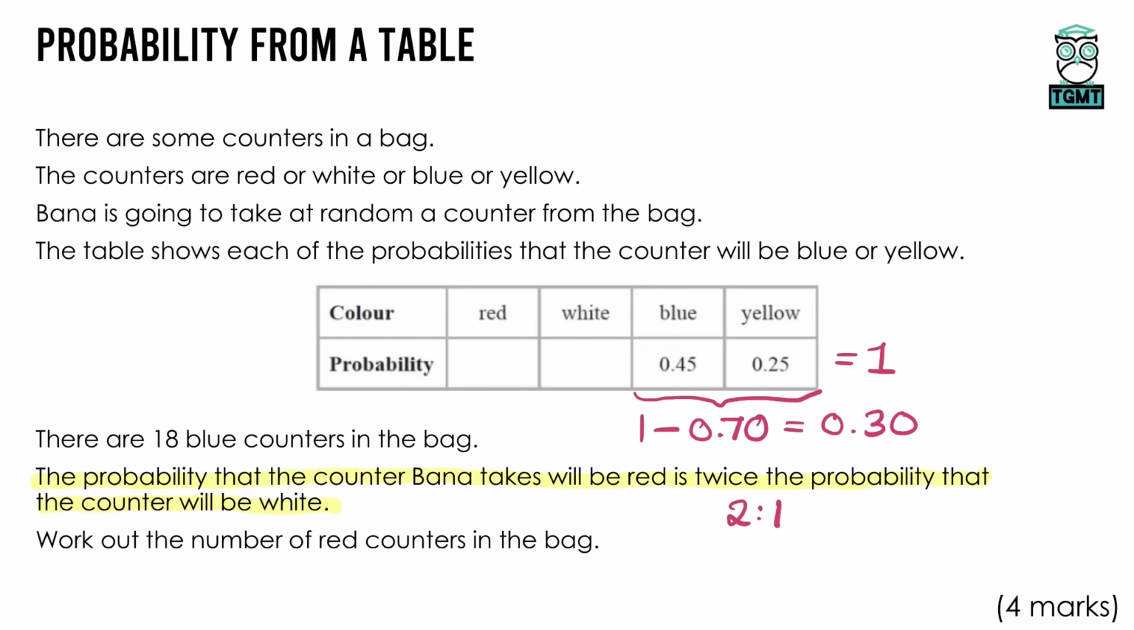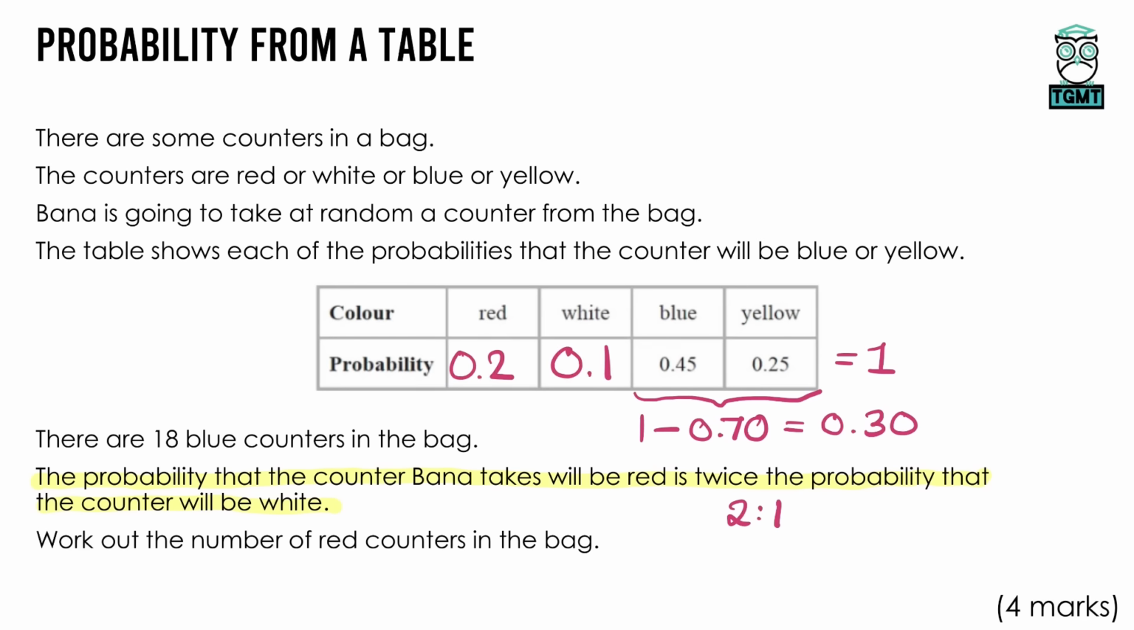So you could just split that in the ratio 2 to 1, you could divide it by 3, times it by 2 and times it by 1, or again you could use some algebra like we did in our polygon question. You could do 2x and 1x and 3x is equal to 0.3, so 1x is equal to 0.1, and then again split it up that way. But there we go, we need to get these pieces in the correct place. It says the counter that Banner takes will be red is twice the probability that it's white. So red is the 0.2, white is the 0.1.